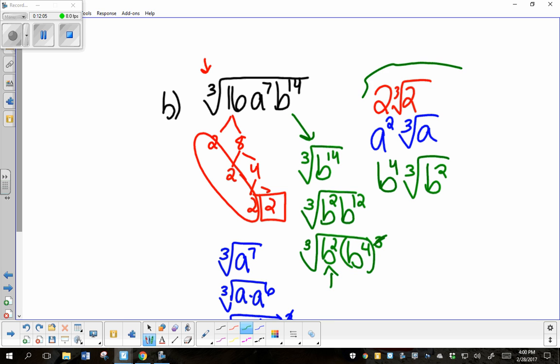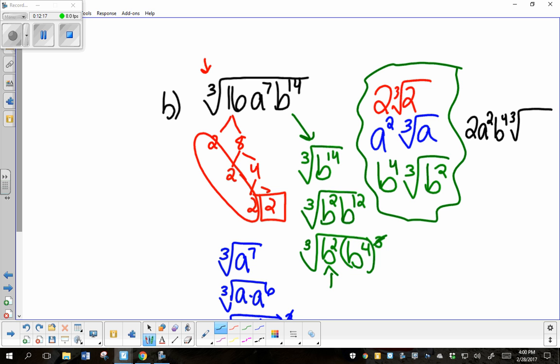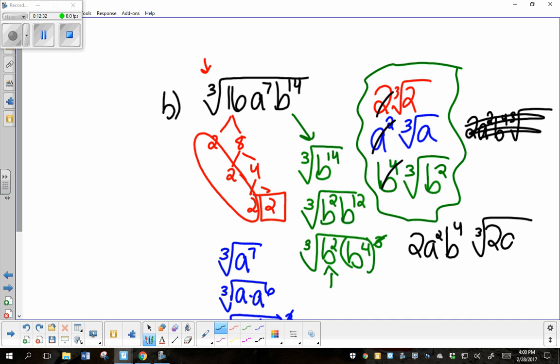So now if I look at all this stuff that's got to go in my answer, I'm going to have a 2 on the outside, an a squared on the outside, and a b to the 4th on the outside. And then inside my cube root, that's looking a little too close together. Let me write it down here. 2a squared b to the 4th on the outside, and then on the inside of my cube root, I'm going to have 2a b squared. This came from 2a b squared. And that's my answer.